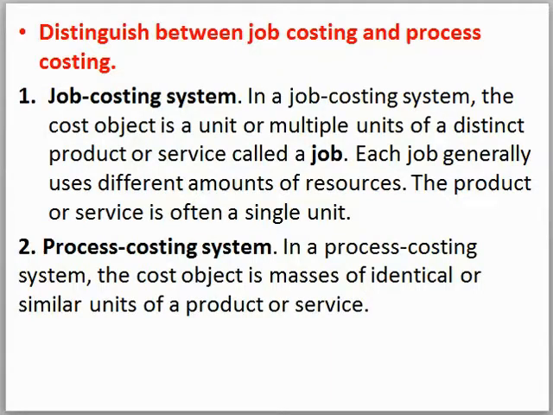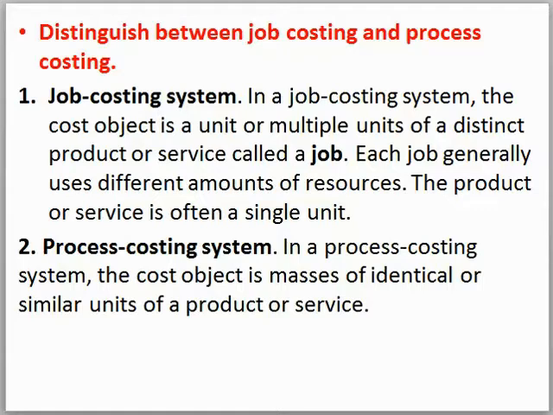Second point is to distinguish between job costing and process costing. First one, the job costing system. In a job costing system, the cost object is a unit or multiple units of a distinct product or service called a job. Each job generally uses a different amount of resources. The product or service is often a single unit. So the job costing system relates to different products or services.